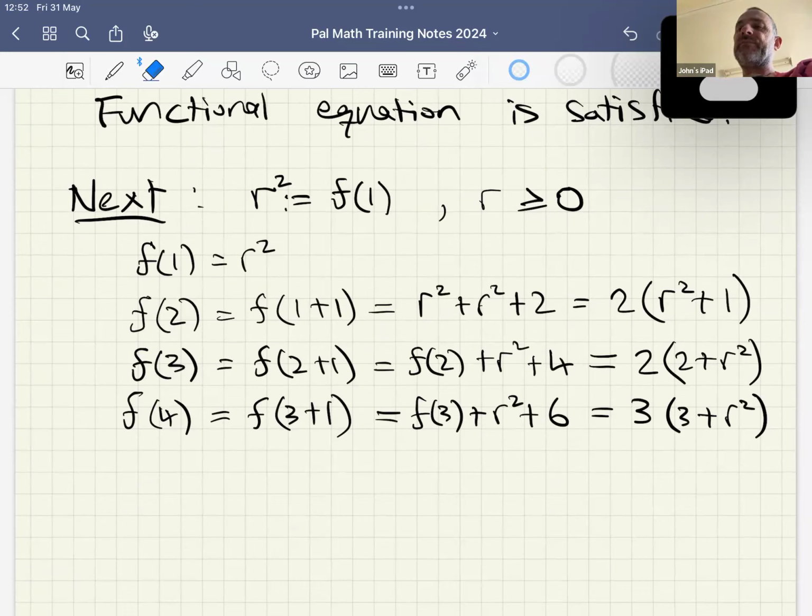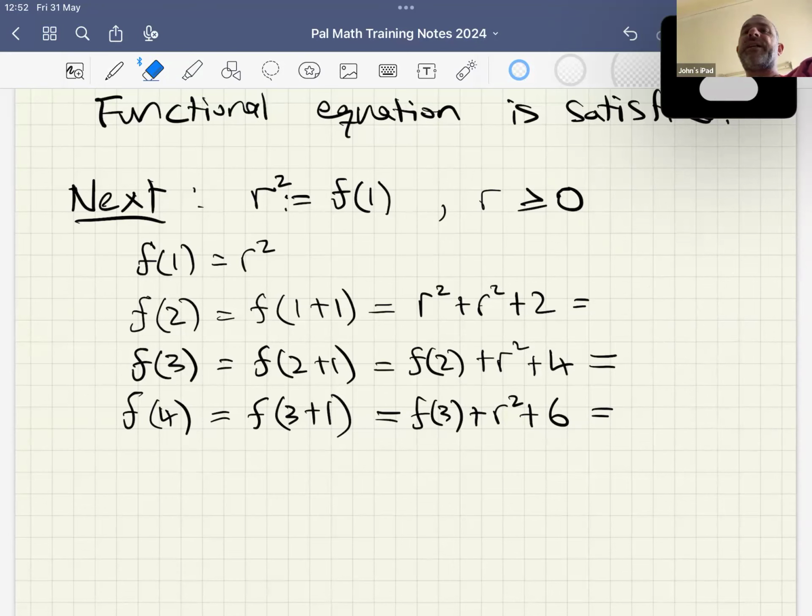So what have I done here? No, I've written this the wrong way. So let's just go back over this. So we have, apparently, let's just see if this makes sense. R squared plus 2 into R minus 1.